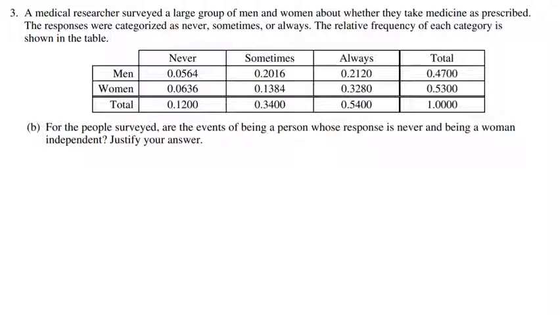All right, part B. For the people surveyed, are the events of being a person whose response is never and being a woman independent? Justify your answer.